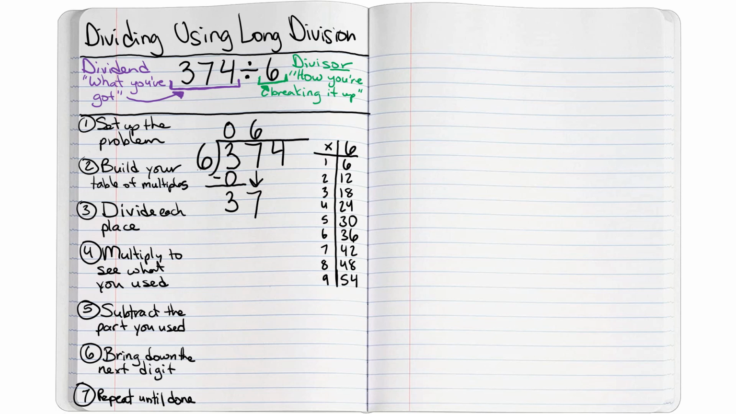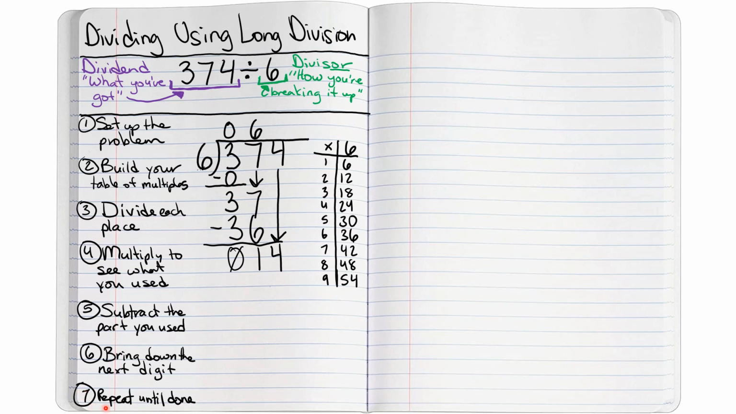That's my dividing. Then I can multiply to figure out what I used. 6 times 6 is 36. Then I can subtract. 7 minus 6 is 1. 3 minus 3 is 0. And then the next step is to bring down the next digit, which is this 4, and I can bring it down.